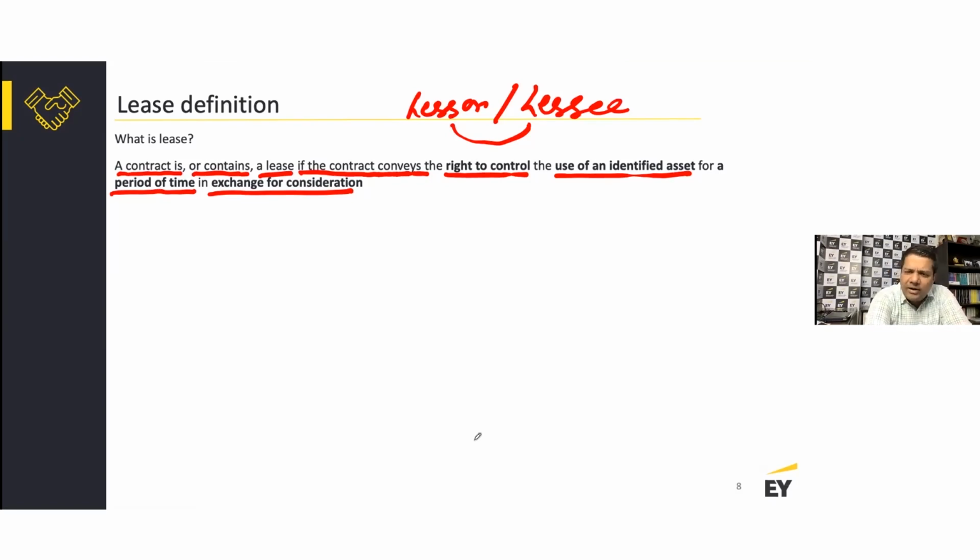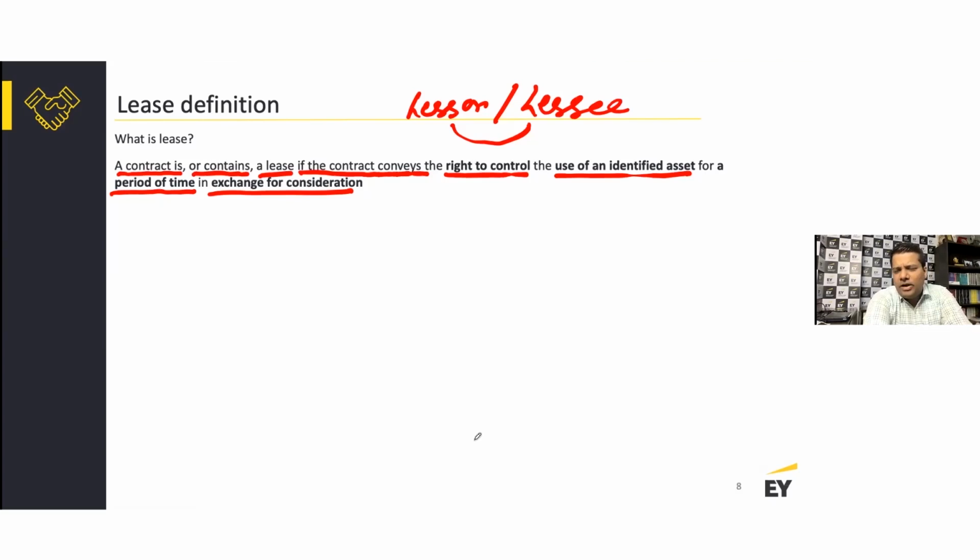I know this car, I know this building, I know this office space, I know this plant and machinery, which cannot be substituted, for a period of time. For a specified period, which is the term. Ordinarily, if it is less than 12 months, then you get an exception, even though it is a lease arrangement, through policy choices available, called short-term lease. So assuming it is more than 12 months.